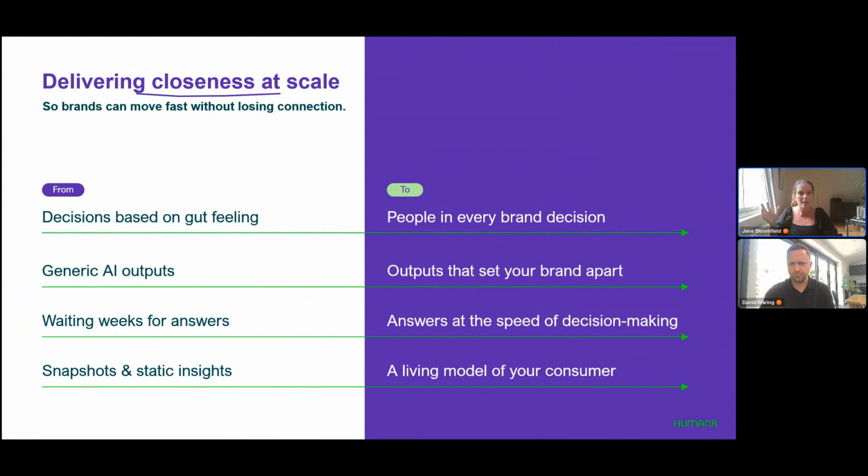Outputs that can set your brand apart. It will answer things in real time. David's going to show you some examples of this later on. And what it effectively will do is give you a living model of your consumer. So it's super exciting.